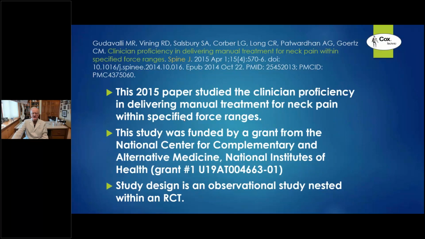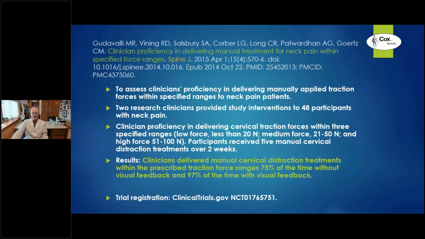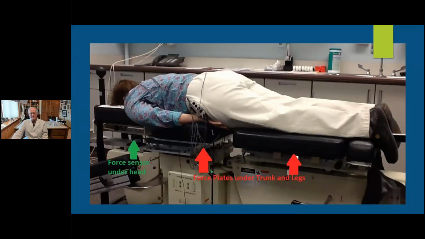This paper was studied by clinical proficiency, and what this paper shows is that when you apply these forces as trained with a force instrument, 97% of the time with that visual feedback that you're going to see, you could mimic and reproduce the forces in the cervical spine. This was the work done at Palmer.